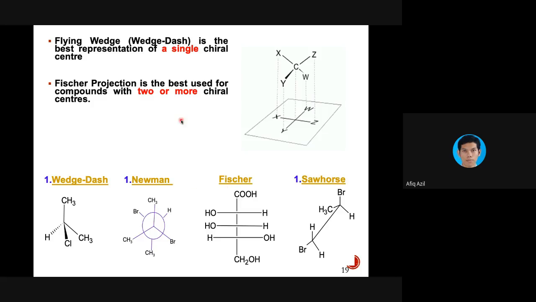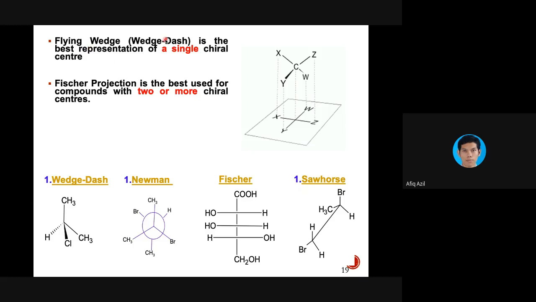So there is the first one, which we call the wedge dash structure. Then you have the Newman projection that we have seen earlier, and this is the Fischer projection. It looks like a fish bone. And we also have this sawhorse projection. So what is the difference?